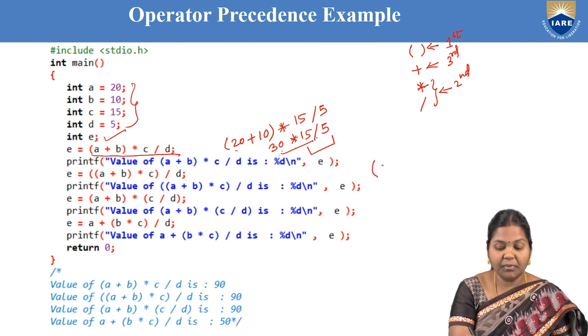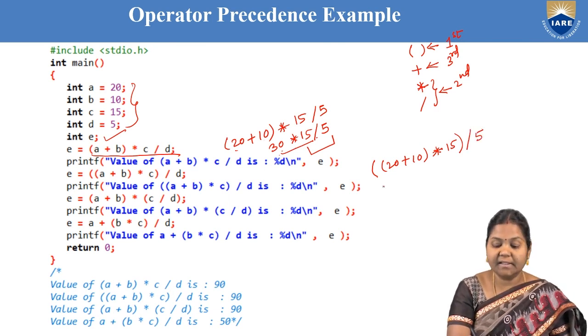Now, coming to the next example, it is A plus B. You can see here one bracket is extra. So, A plus B is 20 plus 10, into C, which is 15, given inside another parenthesis, divided by D, which is 5. In this case, brackets have the highest priority. So, it is evaluated like this: 20 plus 10 is 30. The bracket is evaluated, into 15 will be done first, then divided by 5. This way it is evaluated.